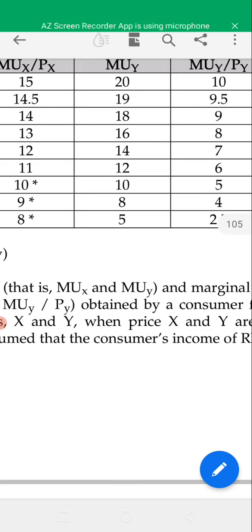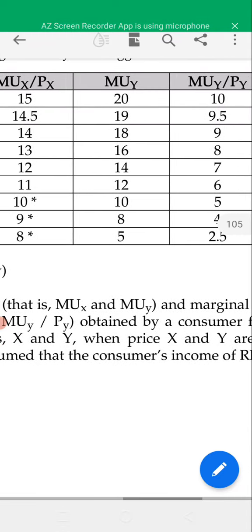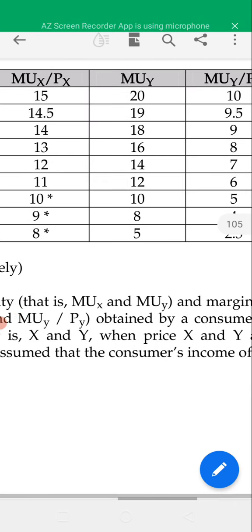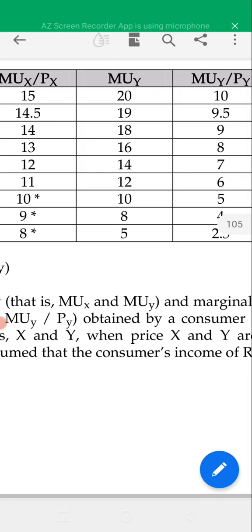They don't necessarily have to be in the same row, but so long as the numbers appear twice, for example, I want you to look at MUX over PX and look at MUY over PY. Let us look for numbers that appear on both sides, in the MUX over PX and also in the MUY over PY.